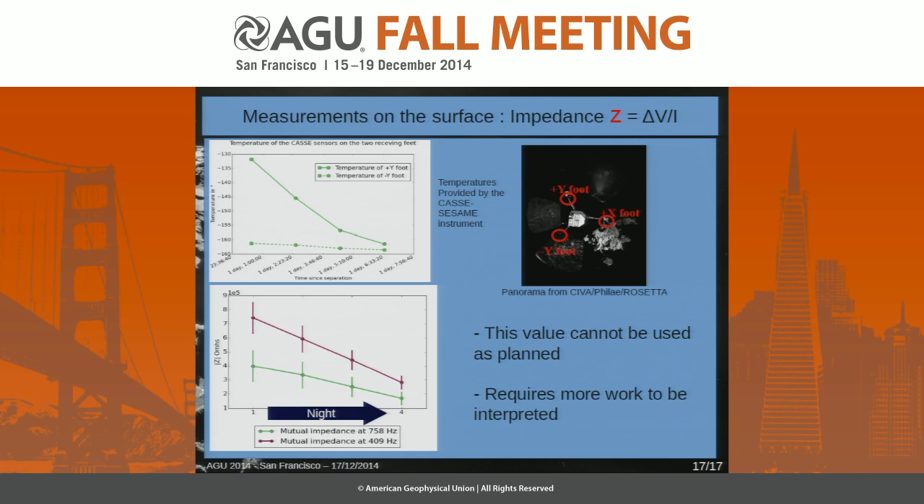And finally, I have not shown you much of mutual impedance because for the descent we don't have the potential, because the measurements are completely saturated. On the surface, I was still able to plot them, but we cannot use them as was planned because we don't have the Z0. So the analysis is still ongoing for this.